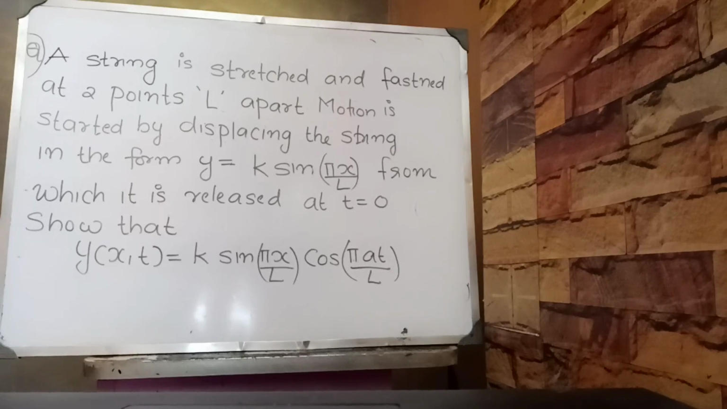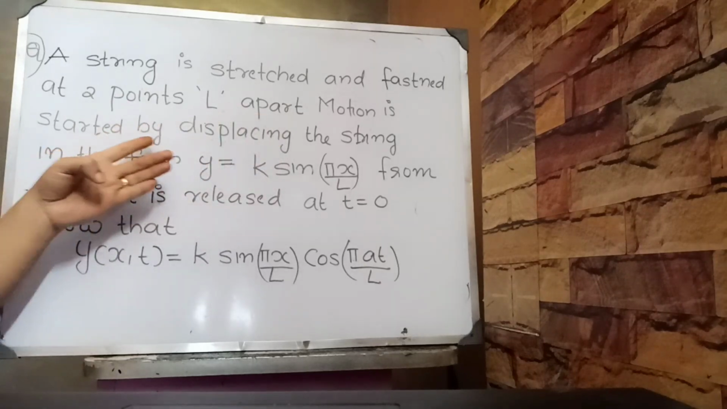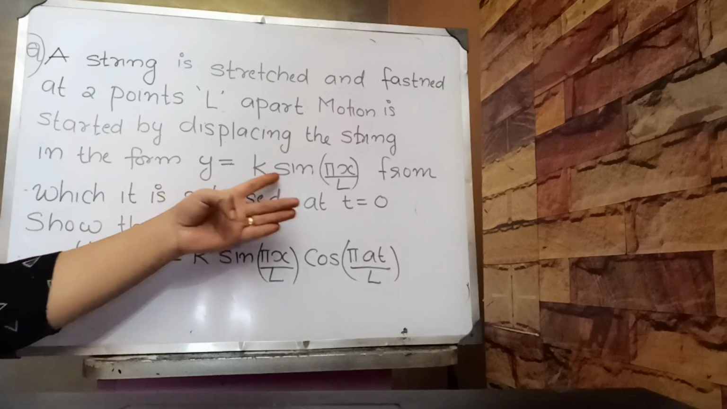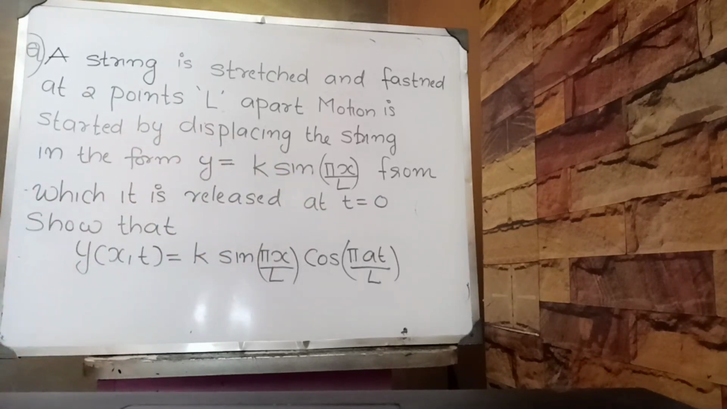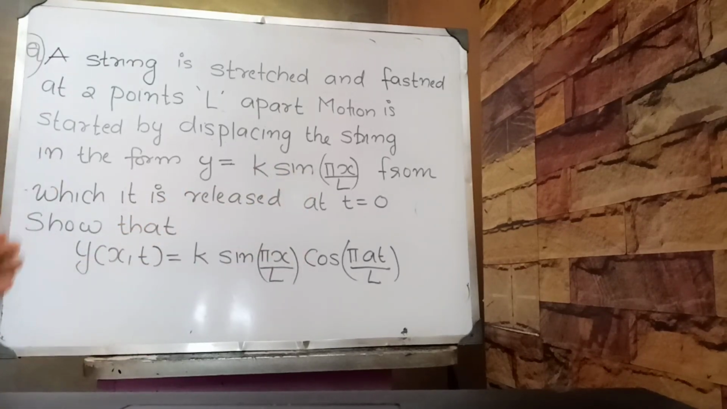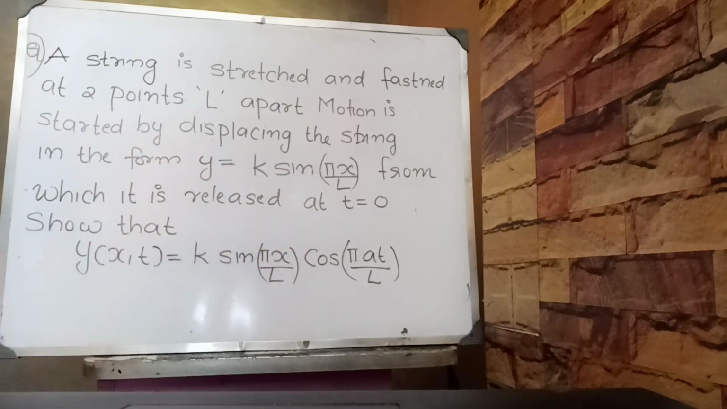So here the length of the string is given as L, and motion is started by displacing the string in the form y equal to k sin(πx/L). That means the initial displacement is k sin(πx/L). That is the notation we are using, f(x). f(x) is k sin(πx/L).